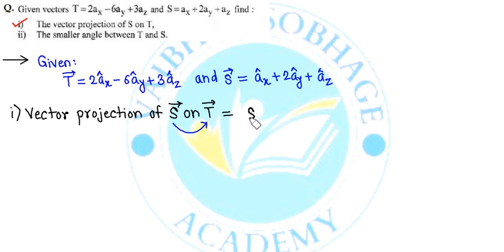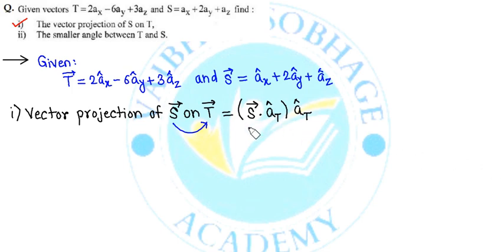Your vector S will be as it is. Then we have to take the dot product of this vector S with respect to the unit vector of your second vector, that is vector T. So the unit vector of your second vector, that is vector AT, and then we have to multiply it again by using the unit vector of your second vector, that is vector AT here in this case.